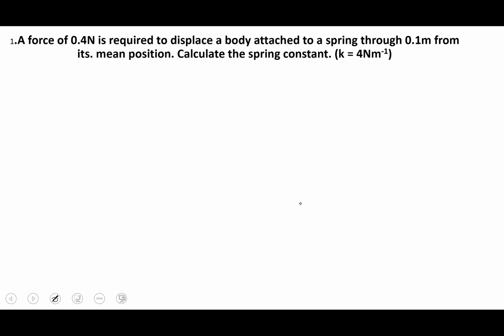Let us read the first numerical. A force of 0.4 Newton is required to displace a body attached to a spring through 0.1 meters from its mean position. Calculate the spring constant and our answer should come 4 Newton per meter.